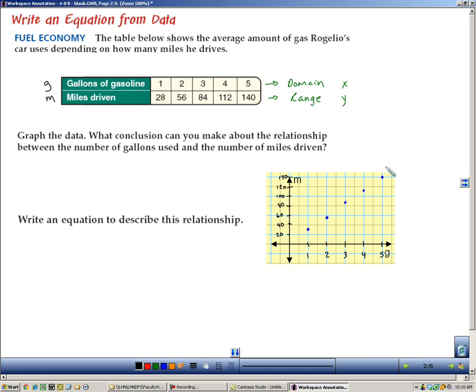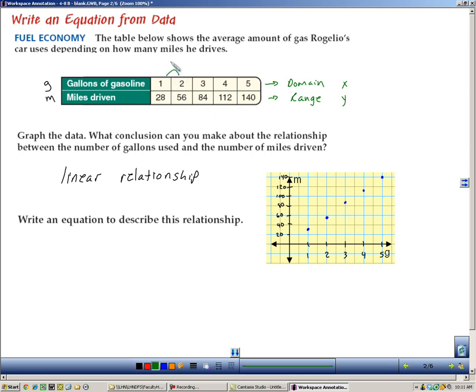So there you have my 5 points. They look like they're in a straight line. It looks like a linear relationship. So what conclusion can we make? They form a linear relationship. Now we have to write an equation that describes that relationship. So let's go back up here and look at our table because it might be easier to see that.